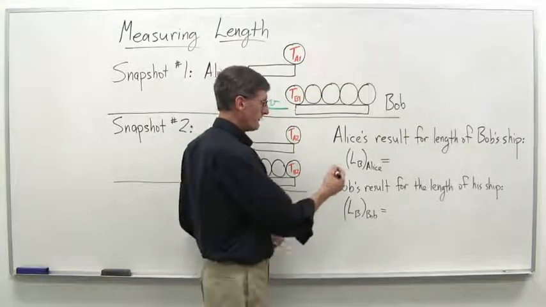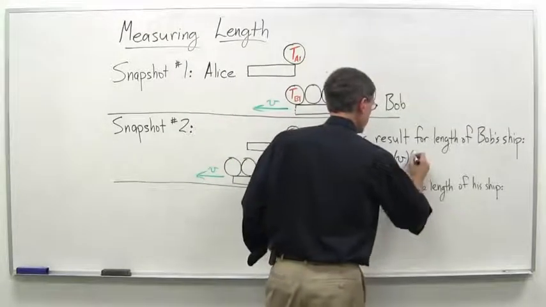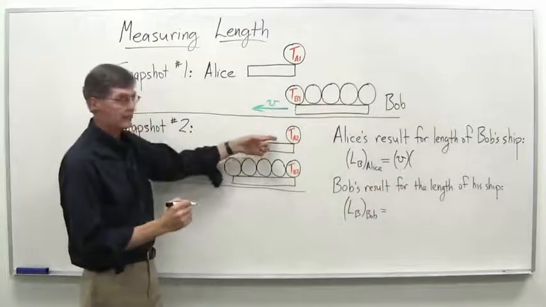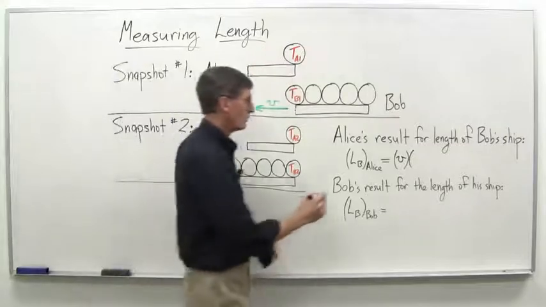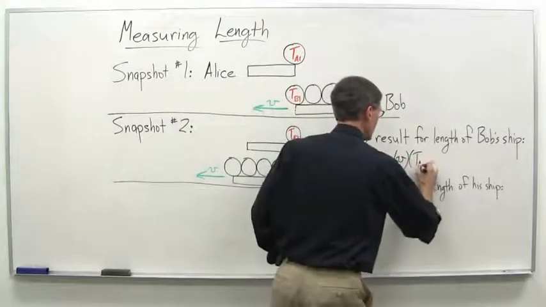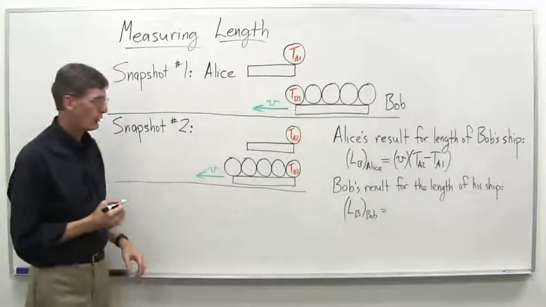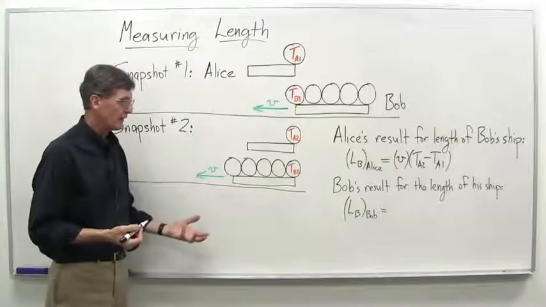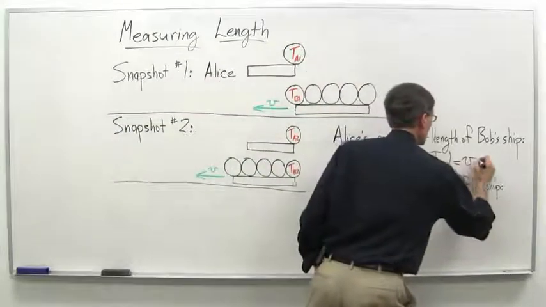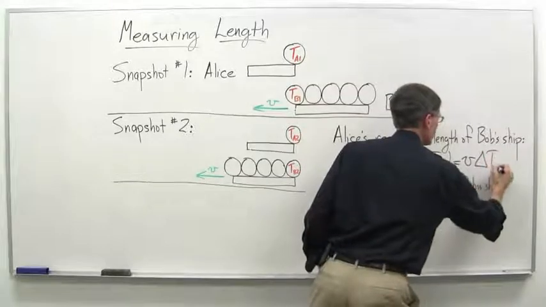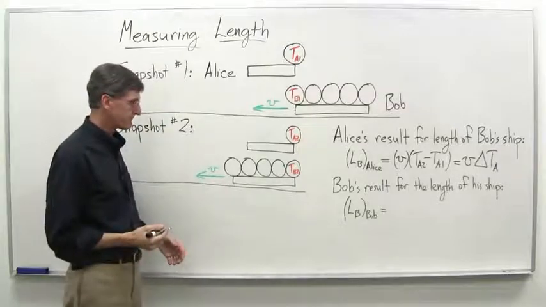So Alice will say, okay, I've got a result. And the result is the velocity times the time difference, T sub A2 minus T sub A1, just the elapsed time between those two points on her clock. We'll just rewrite that as we've done before using delta. So this becomes v delta T sub A, the elapsed time on Alice's clock.